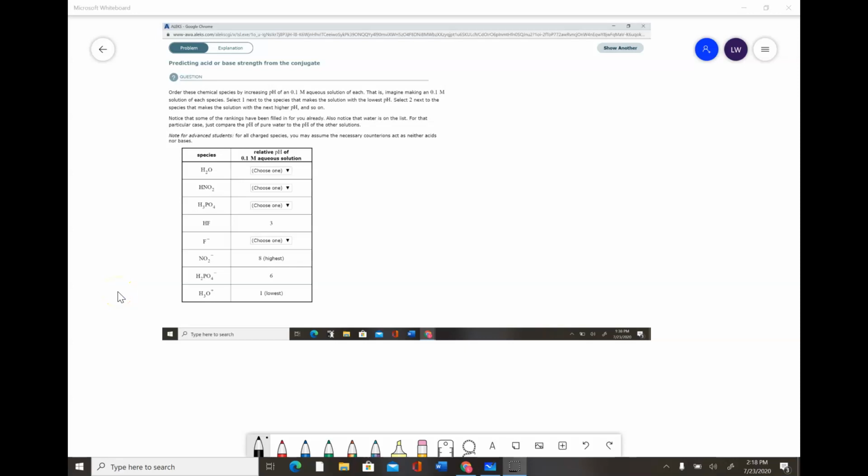This problem is concerned with predicting acid and base strength on the basis of a conjugate. It's a little wordy, the explanation of this problem, but what you're asked to do is to rank 8 species from the most acidic, that is the one having the lowest pH, through to the least acidic, that is the one having the highest pH. What is interesting about the list of 8 things that you're given is that they're actually 4 conjugate acid-base pairs.